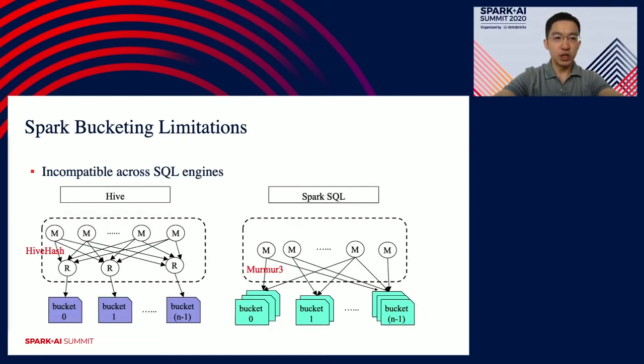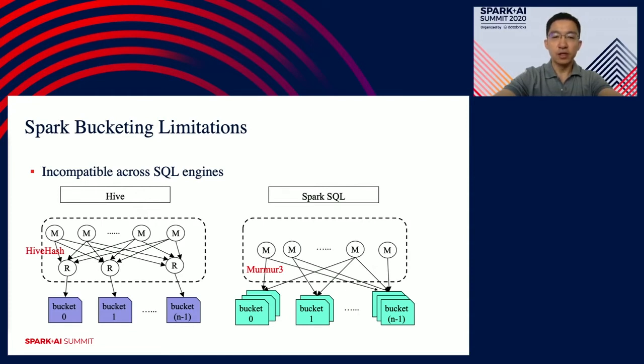The next limitation is that Spark SQL bucketing is incompatible across SQL engines. For example, Spark SQL bucketing is different from Hive bucketing, and also Spark bucketing is different from Presto bucketing. Presto and Hive bucketing are compatible. There are two reasons why they are incompatible. Firstly, when Hive writes the data into a Hive bucket table, an extra shuffle will be introduced to ensure that each reduce task will write exactly one bucket file.